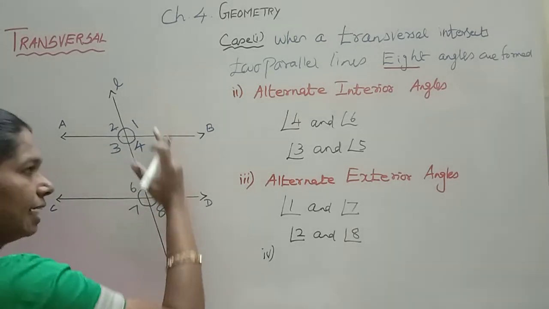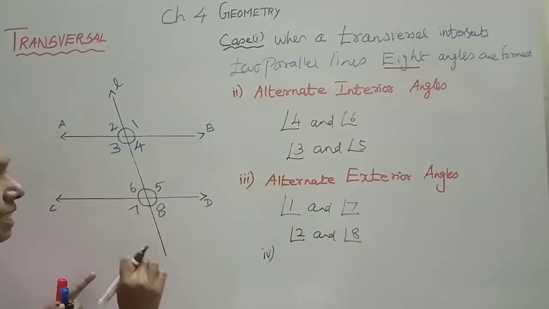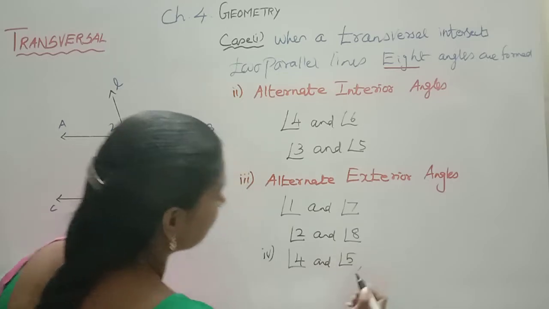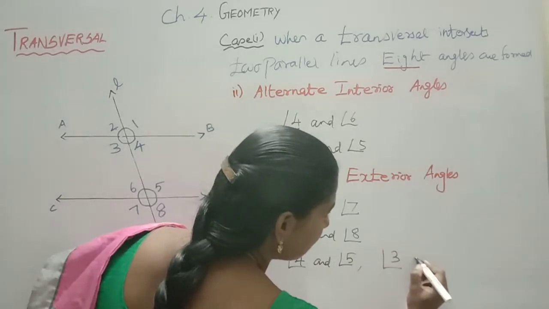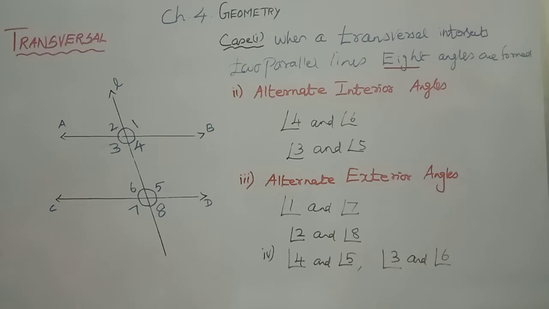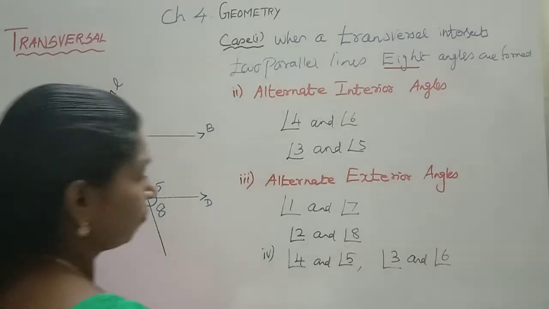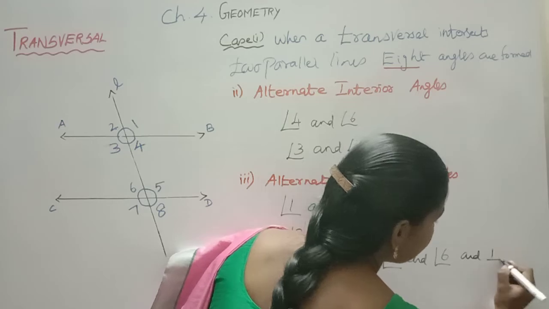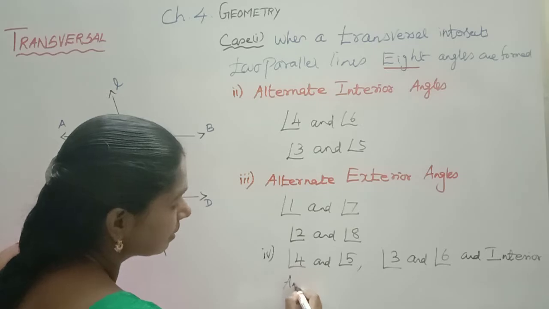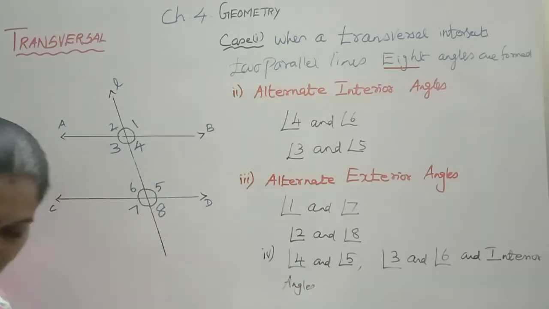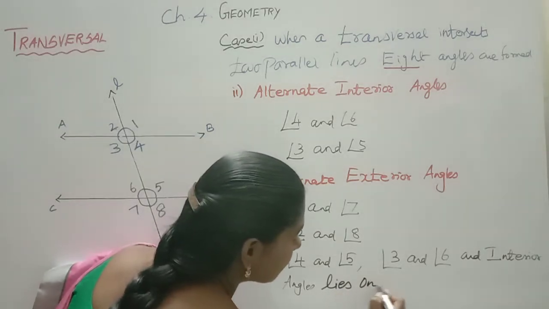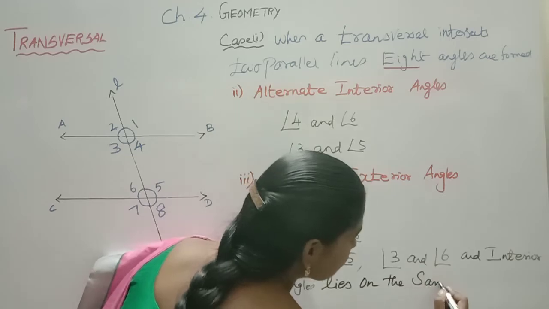What is the meaning? It lies on the RHS side and it lies on the LHS side. So angle 4 and angle 5, and angle 3 and angle 6 are lying on the same side of the transversal. These are also the interior angles, which lie on the same side of the transversal.